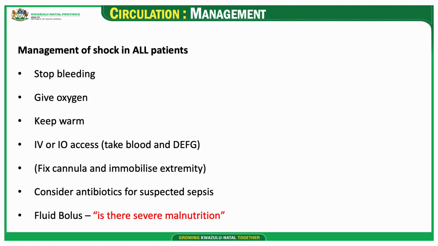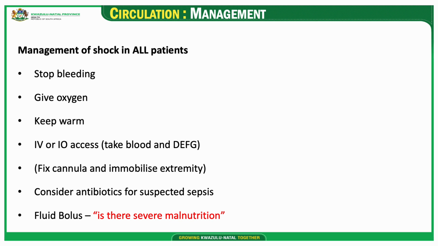For all my patients where I identify shock, I want to make sure that if there is any external bleeding that I can see, I stop that with compression. I want to give all patients with shock oxygen, and this doesn't matter what their saturation is and whether they look centrally pink. All patients with shock need extra oxygen for oxygen delivery to tissue. I want to keep my patient warm, and we know how important this is, especially in the patients with severe malnutrition. I want to establish IV or interosseous access as soon as possible.